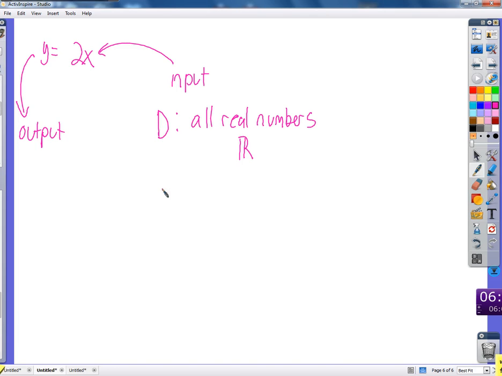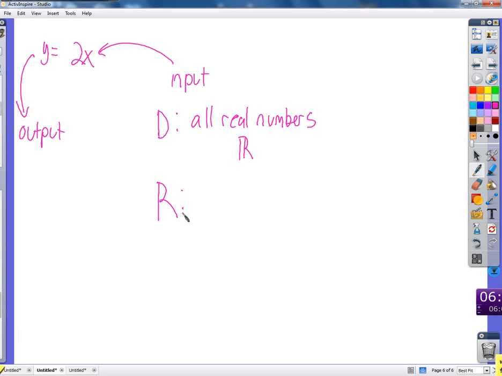How about the range? Is there anything you cannot get out of this function, out of this relation? No. If I asked you to give me a negative 1 out of there, what would you have to put in? Negative 1 half, right? 2 times a negative will give you negative. 2 times 1 half is 1, so there you go, there's a negative 1.